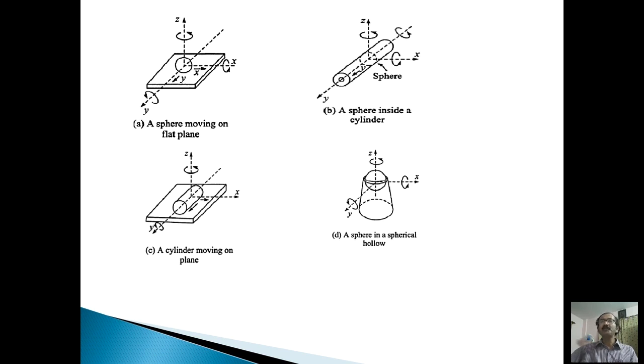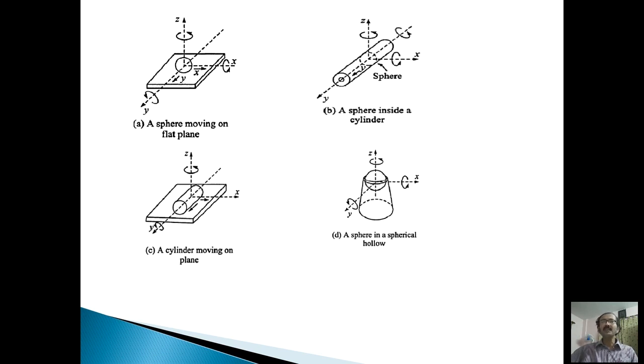In diagram B, that is a sphere inside a cylinder, in this case the number of restraints on the translatory motion is 2, and there is no restraint in the rotary motion. So, the total number of restraints is 2. So, it is in the class of pair 2 and its degree of freedom is 4.